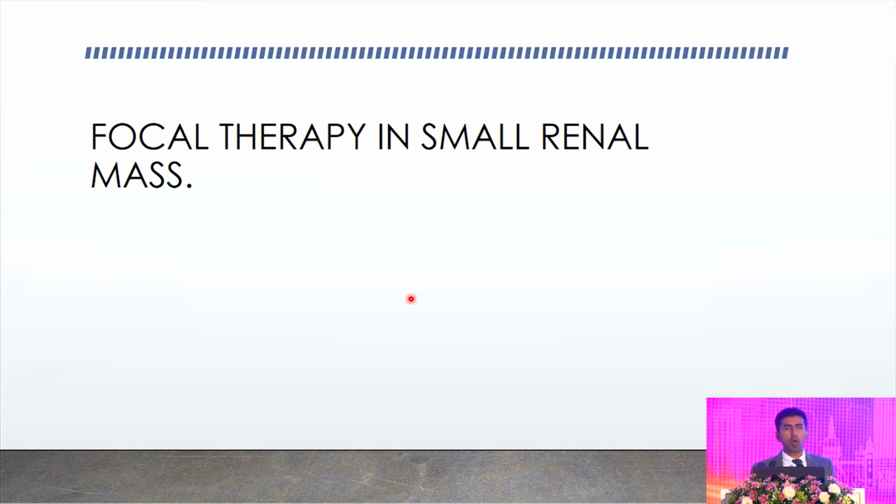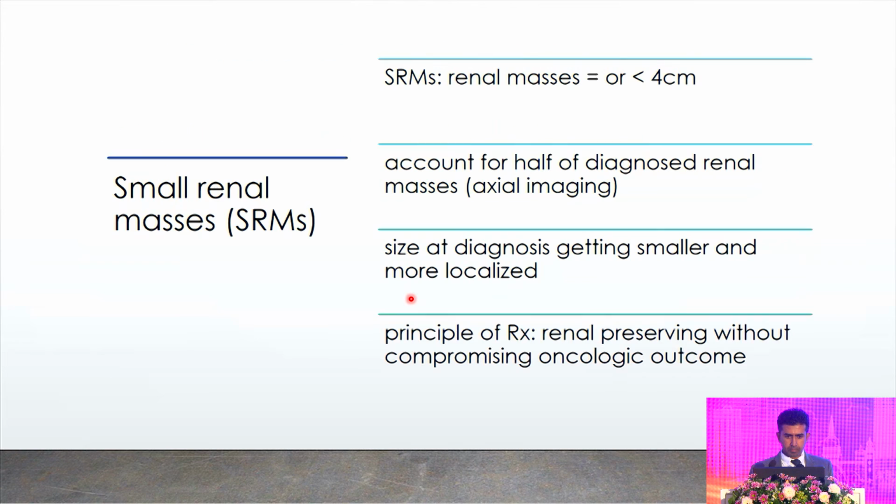Focal therapy in small renal masses. Small renal masses, which we consider less than 4 centimeters, account for half of the diagnosed renal masses. And size at diagnosis is getting smaller and more localized. The principle of treatment is renal preserving without compromising the oncologic outcome.